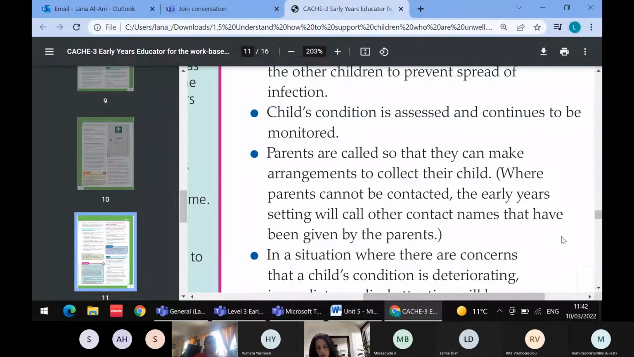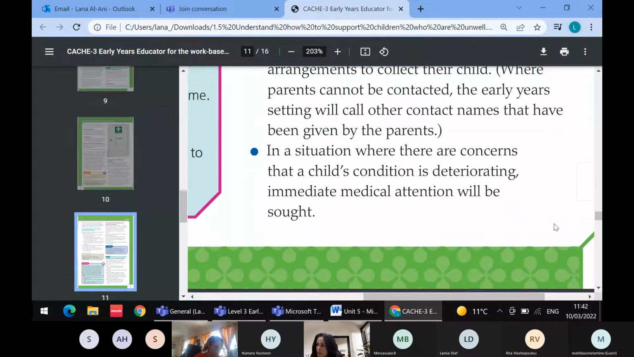Where parents cannot be contacted, the setting will call any other emergency number, like next of kin. Maybe the mother can't come. She will give an emergency number, or next of kin, maybe she will give her parents' number, and then I can contact this person and let them know if I can't contact the parents. Any other things you can do?